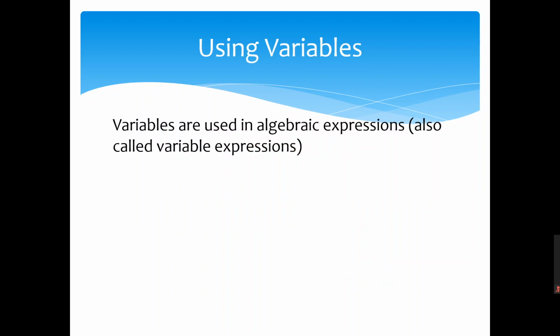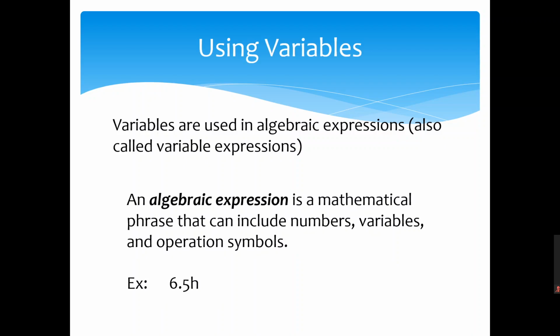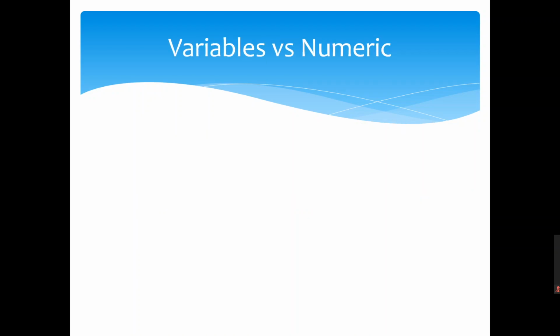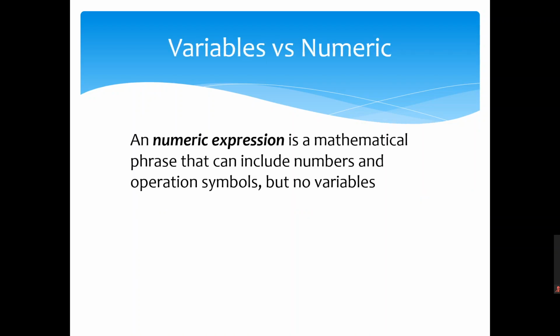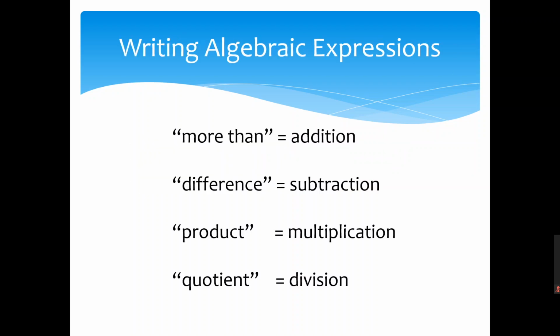Okay, so variables are used in algebraic expressions. An algebraic expression has just numbers, variables, operation symbols. There's nothing like that. So something like X plus 2, that's an algebraic expression or a variable expression. Okay, the next thing, if we just compare the two, a variable expression has variables, numeric expression does not have variables. And that's the main difference between these. Notice so far, these are expressions, not equations, so there's no equal signs.